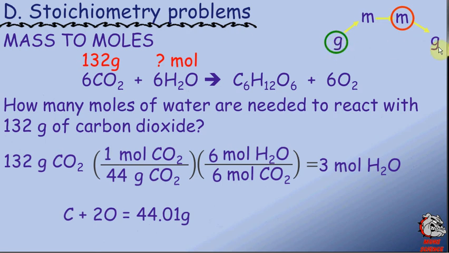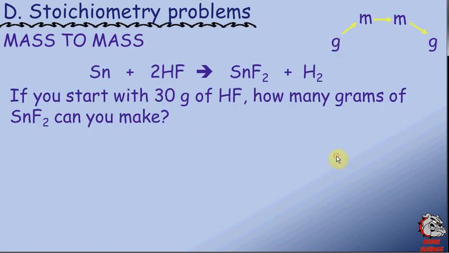We start with grams, and I'm going to calculate the amount of grams of another substance. This time we got a tin hydrofluoric acid reaction, and I'm starting with 30 grams of hydrogen fluoride. How many grams of SnF2 can I make? So this is a gram to gram calculation. In order to go from grams to grams, I start here. I cross 1, 2, 3 arrows.